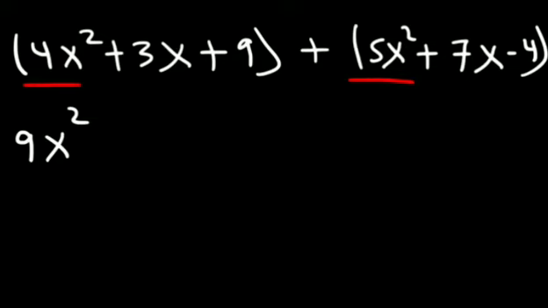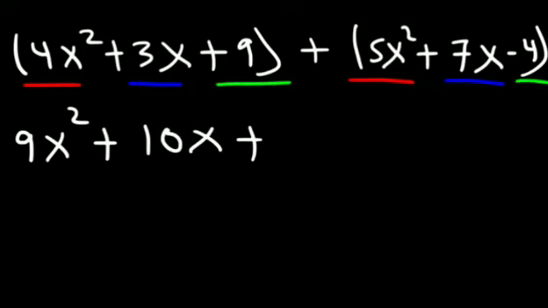Now let's move on. The next two like terms that we can combine are 3x and 7x. 3x plus 7x, or 3 plus 7, that's 10, and then just carry over the x. And now the last two things that we can add are 9 and negative 4.